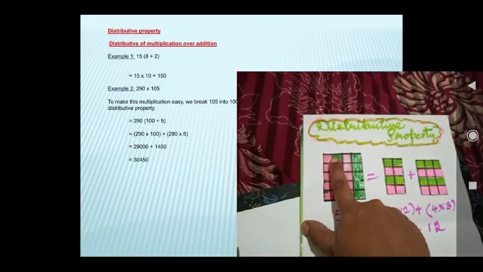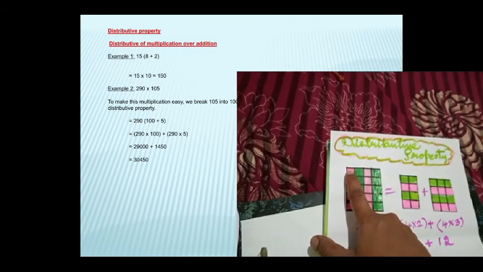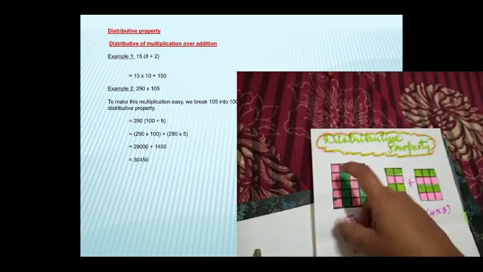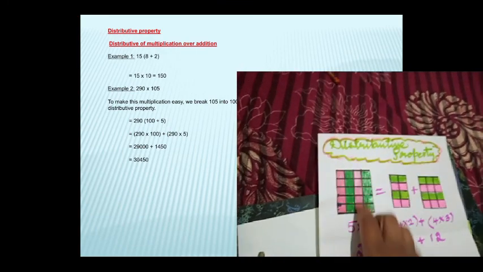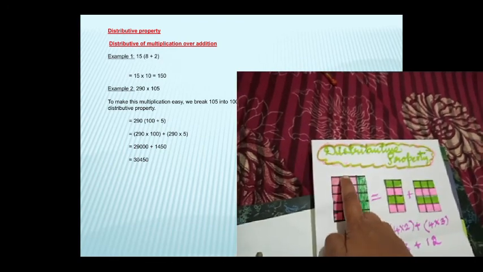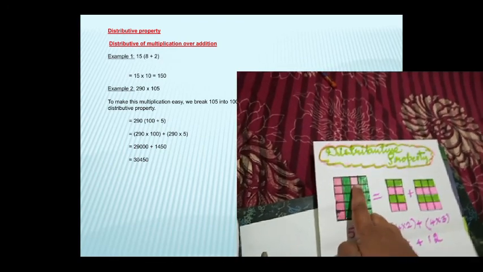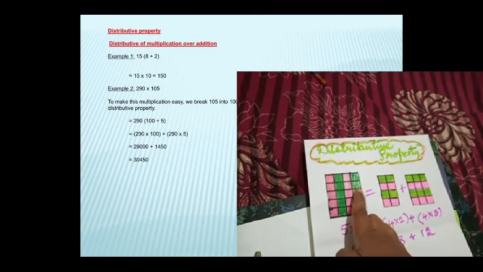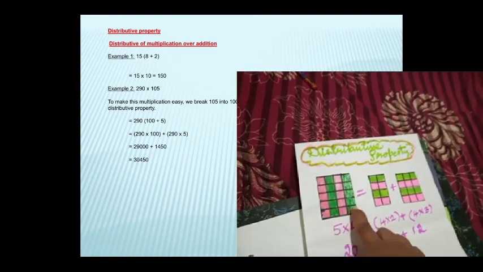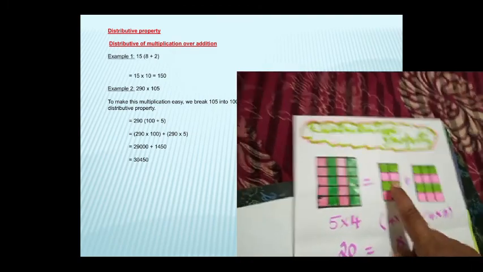Distributive property. See here. Here, how many rows are there? 1, 2, 3, 4, 5 rows. How many columns are there? 1, 2, 3, 4 columns. So, 5 fours are 20. See, 20 blocks are there. You can see 1, 2, 3, 4, 5, 6, 7, 8, 9, 10, 11, 12, 13, 14, 15, 16, 17, 18, 19, 20. 20 blocks.